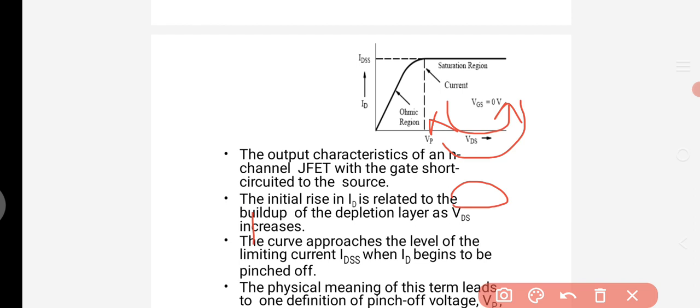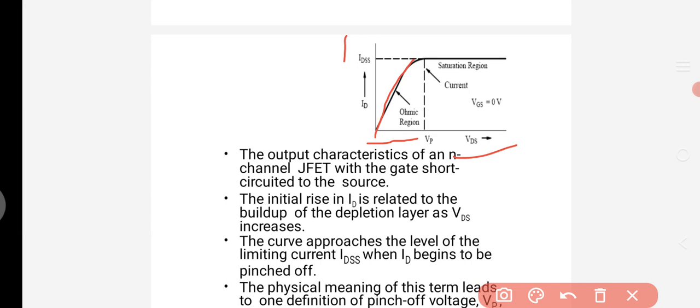So now go for the graph here. When you draw the output characteristics between VDS and ID, when VDS increases slowly, the ID also increases slowly. So this region will be called as ohmic region. That means there is a linear relationship between VDS and ID. That's why this region will be called as ohmic region.